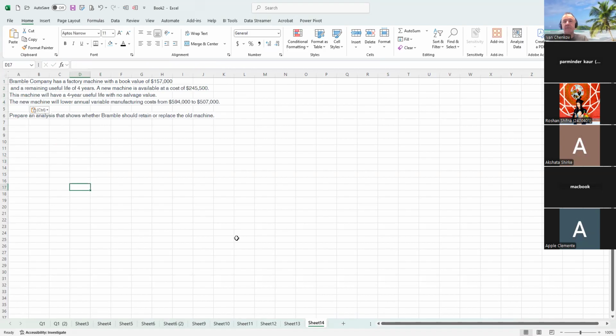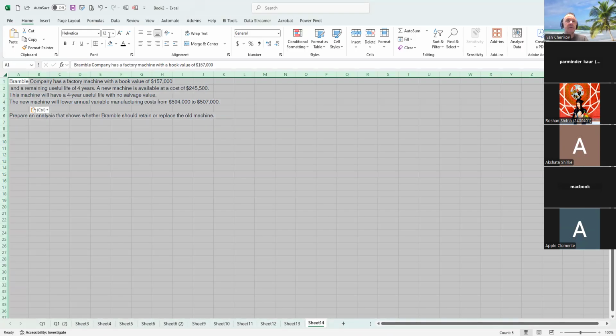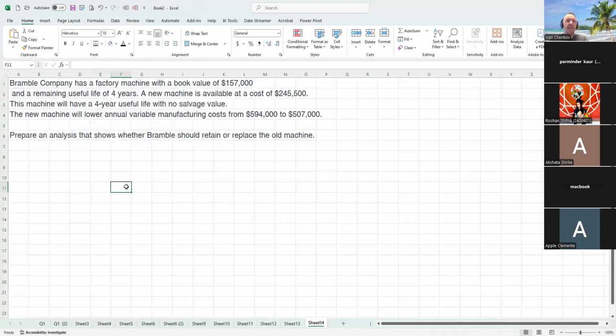Okay, what are we doing here? Can you guys see the question? Yes, sir. Okay, a factory has a factory machine with the book value of 157 and the remaining useful life of 4 years. How is this relevant for me? That's irrelevant, right? The book value, we said that's irrelevant. The new machine is available, cost of, that's now interesting. This machine will have 4 years of life. So what's the lifespan here? We're looking for 4 years.